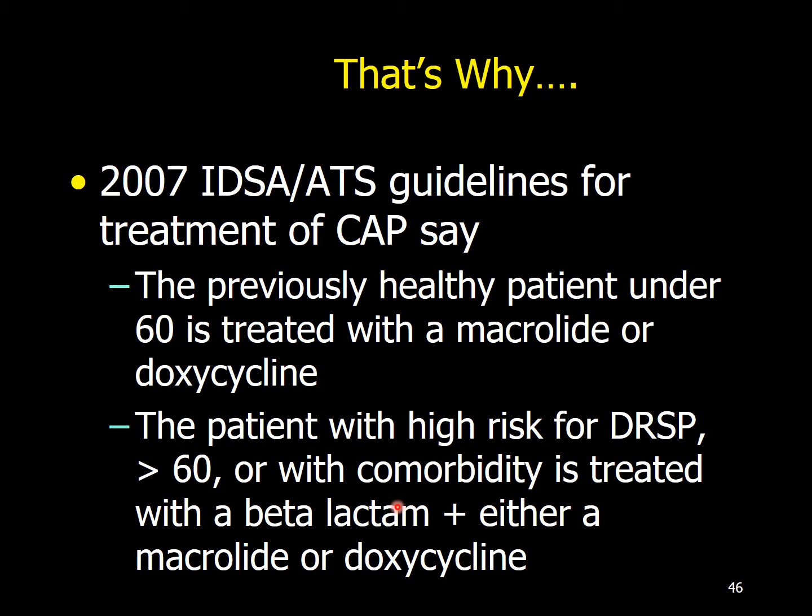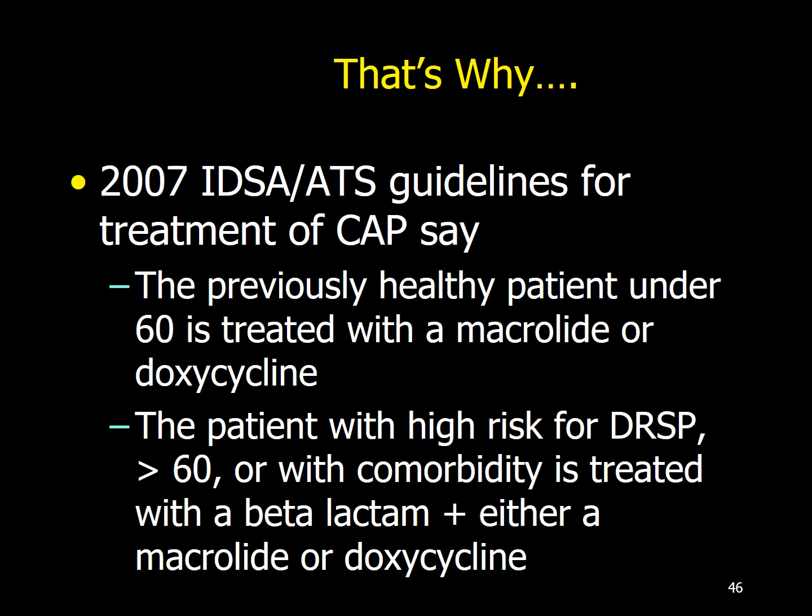Anybody at high risk for drug-resistant strep now has to be treated to cover the drug-resistant strep, the beta-lactamase producers, and the atypicals, which means a high-dose beta-lactam, because the high-dose beta-lactam is the way we treat the drug-resistant strep. But if you give them a beta-lactam, even high dose, you have to add the protein synthesis inhibitor macrolide or doxycycline to cover the atypicals. So if you're treating drug-resistant strep with a high-dose beta-lactam, you have to add a second agent that's not a beta-lactam to cover the atypicals.